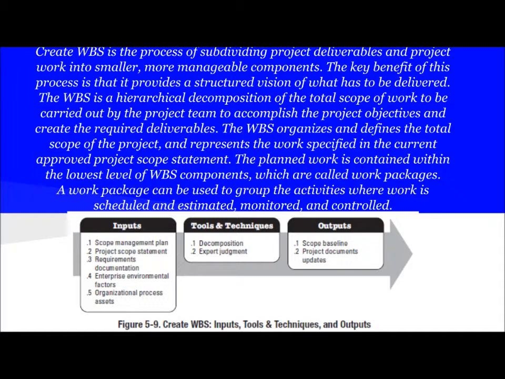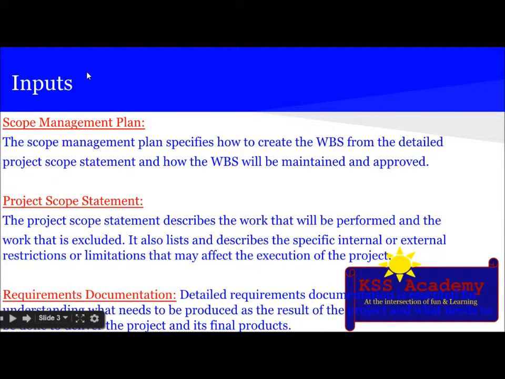So let's see the inputs involved in the process of create WBS. The inputs are scope management plan, project scope statement, requirement documentation, enterprise environmental factors, and organizational process assets. The tools and techniques used are decomposition and expert judgment. Output is scope baseline and project document updates. Let's see the inputs one by one.